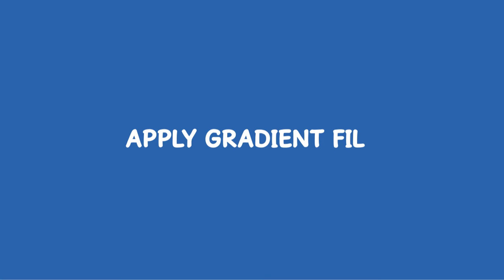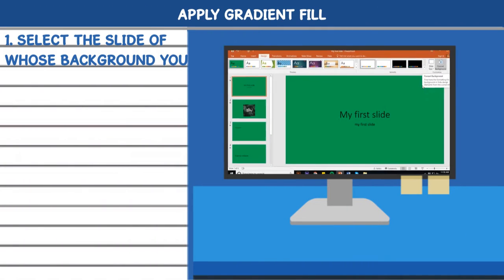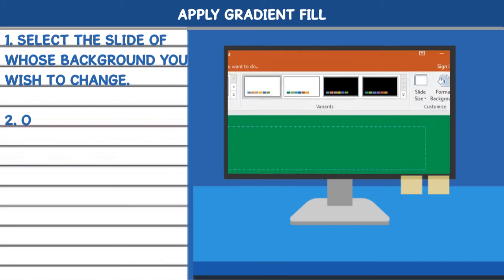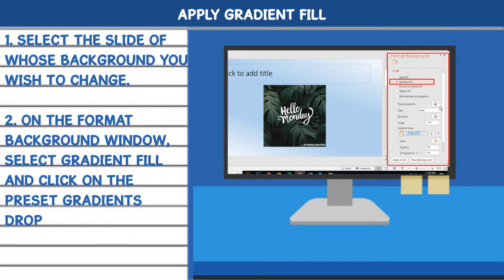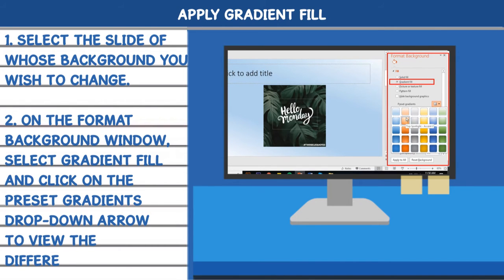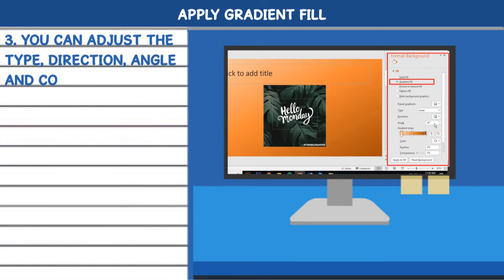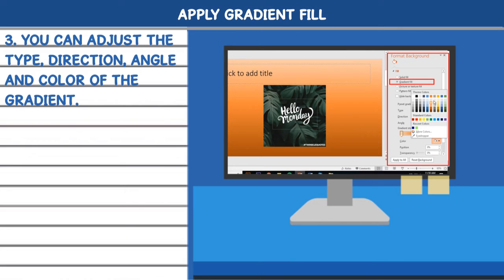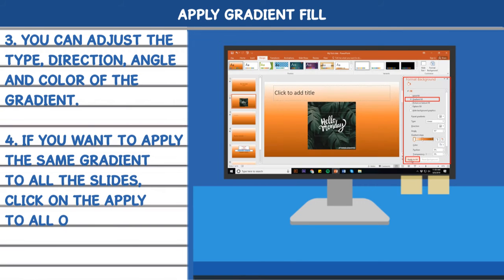Apply Gradient Fill. 1. Select the slide whose background you wish to change. 2. On the Format Background window, select Gradient Fill and click on the Preset Gradients drop-down arrow to view the different gradients. 3. You can adjust the type, direction, angle, and color of the gradient. Or, if you want to apply the same gradient to all the slides, click on the Apply to All option.